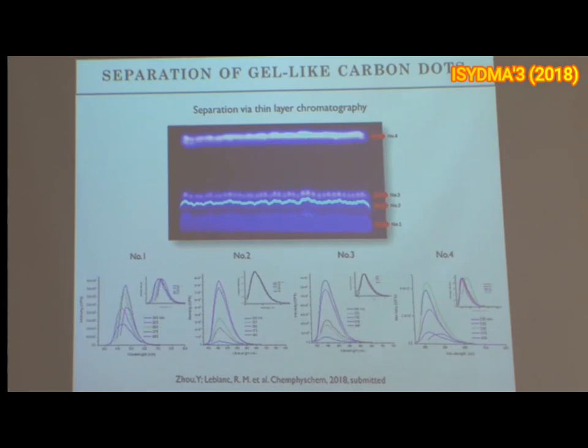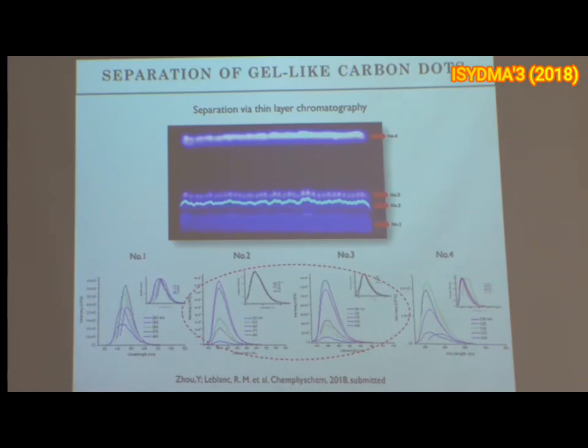So what we have done is to use a simple technique, thin layer chromatography, and we were able, in fact, to separate 4 different, I would say, bands. And if you look at the different bands here, at least 2 bands have the same absorption, same fluorescence. That means whatever the excitation wavelength, you will get the same emission for number 2 and number 3. So that means in the set of carbon dust, although the size is the same, it is possible that we have different conjugation onto the carbon dust.